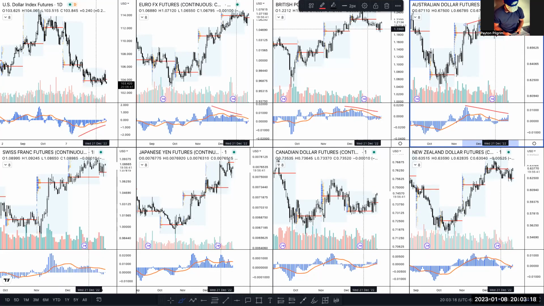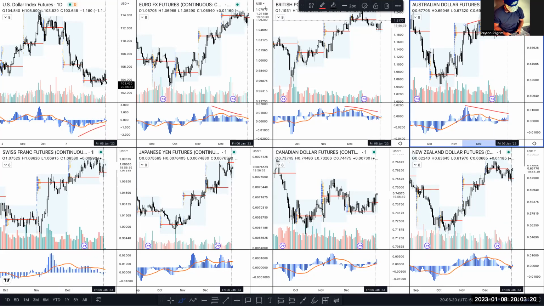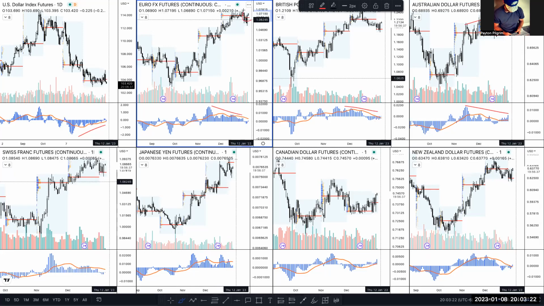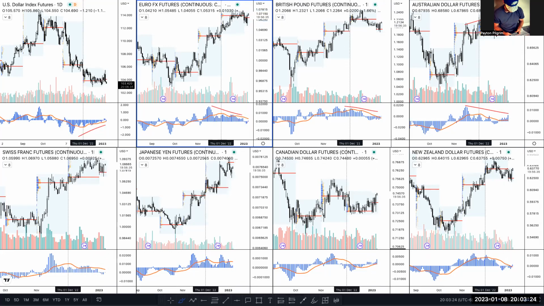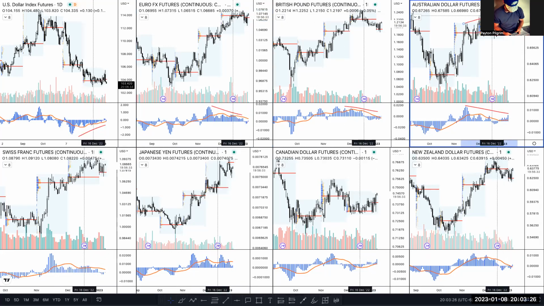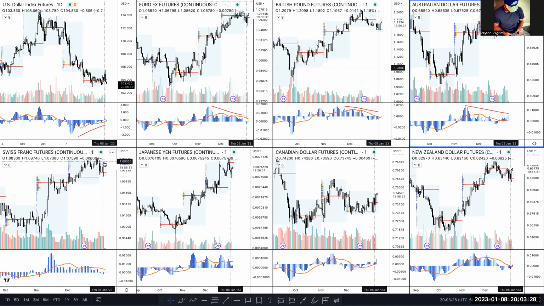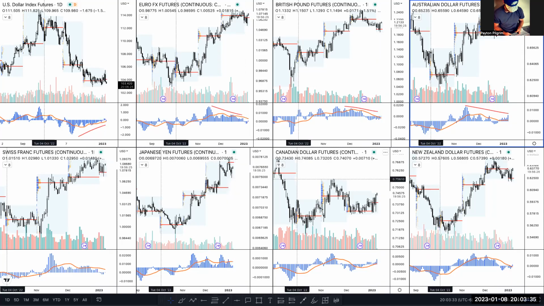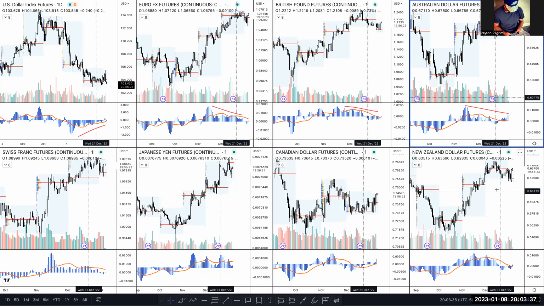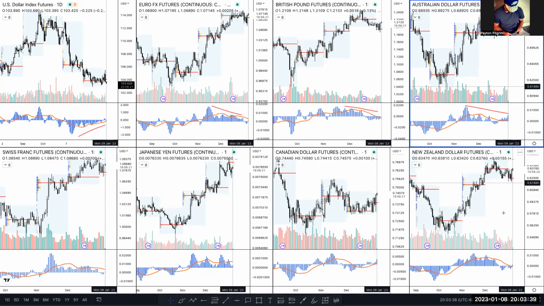So the British pound to me is an interesting one. This is a little bit too close to the highs. The euro, the Aussie has already made new highs. Swiss franc is about to make new highs. Yen is a little further away from the highs. We'll look at that one. CAD is my least favorite, and then New Zealand dollar is my second least favorite.